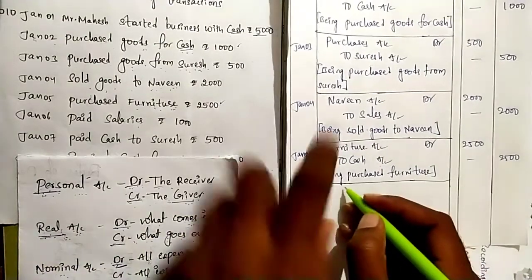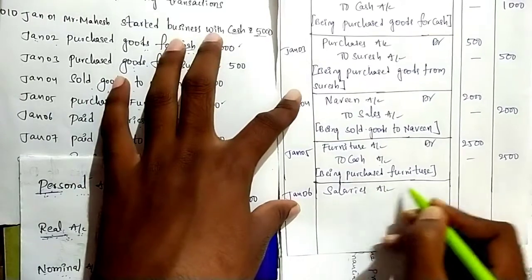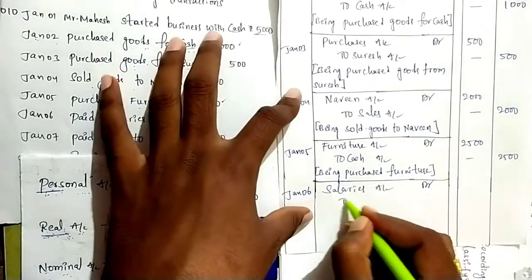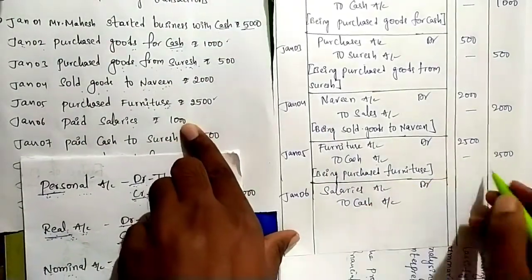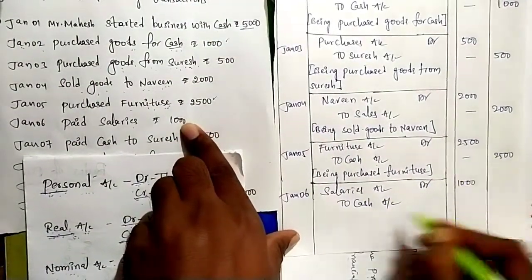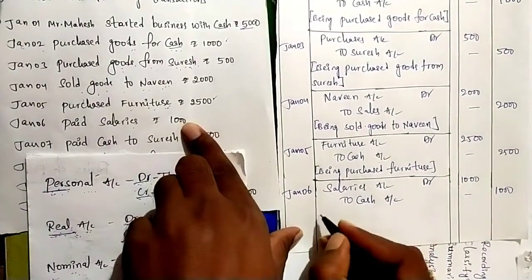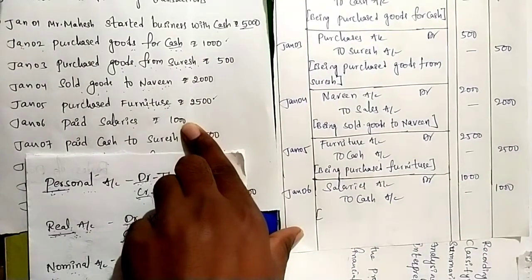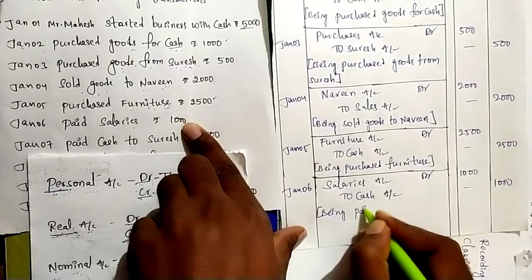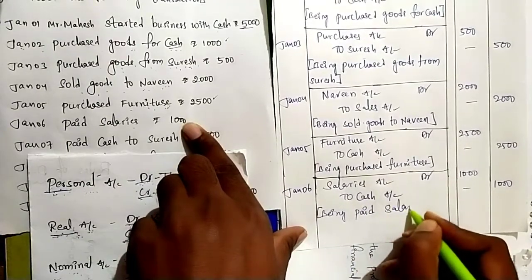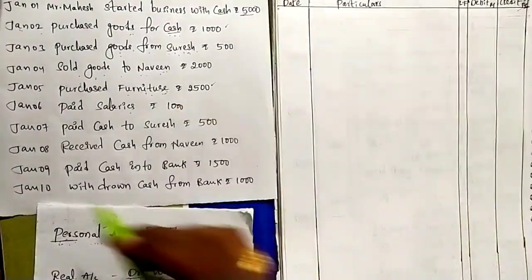That's it. See this, salaries account debtor to cash account. How much? 1000 rupees. Salaries account debited with 1000, cash account credited with 1000 rupees. Next, see this narration, being paid salaries, right? Next, close.